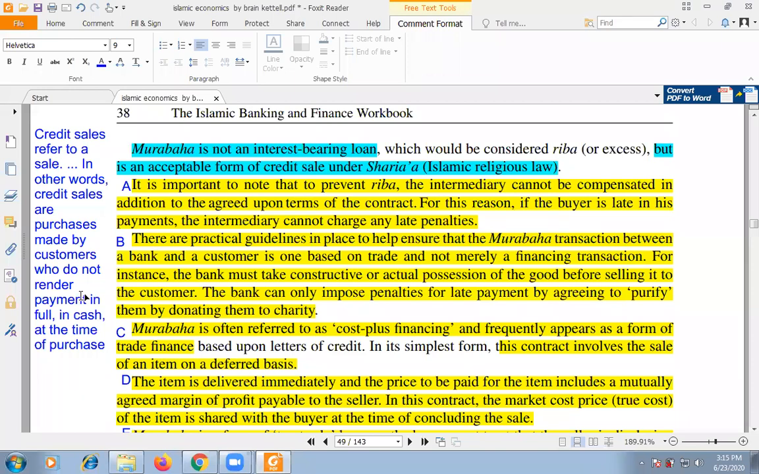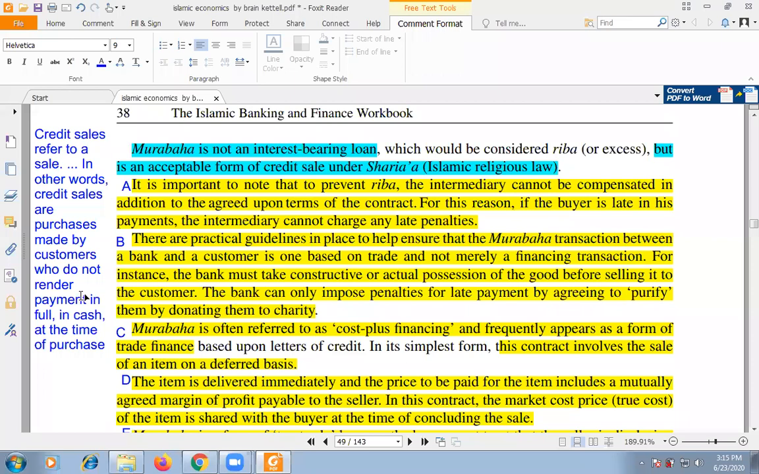The first one is that this mode of financing prevents riba. Second, this mode of financing does not allow Islamic banks to be compensated in addition to the agreed upon terms of the contract, like in the form of penalties.